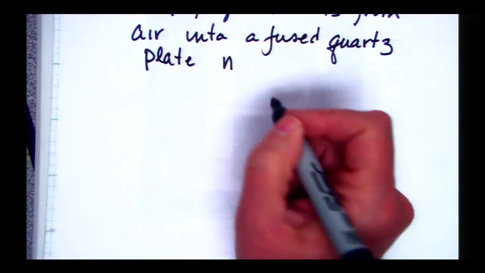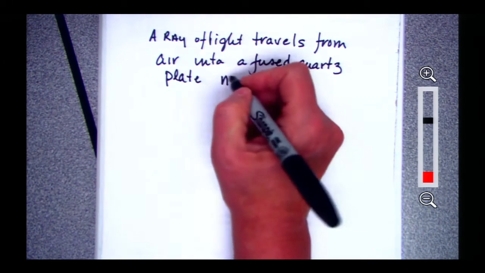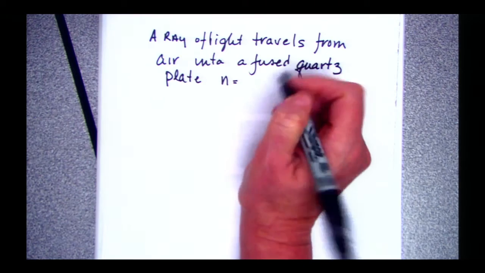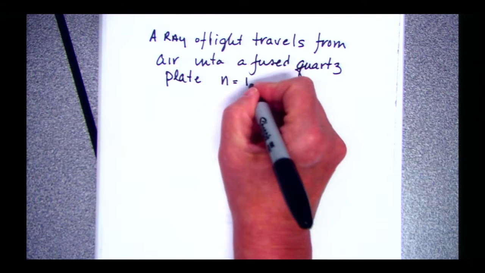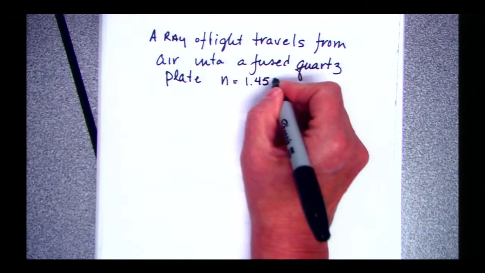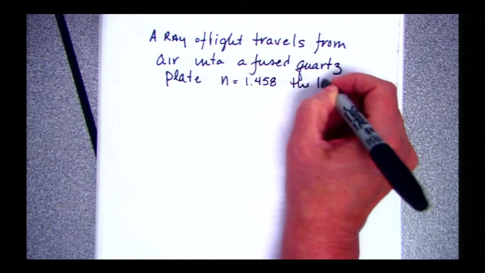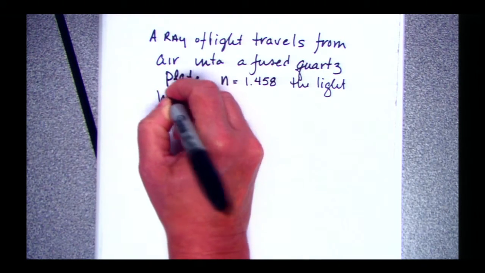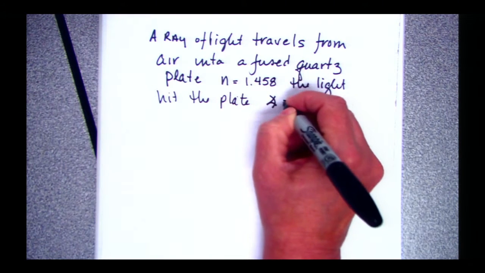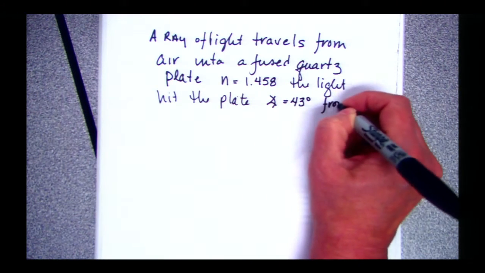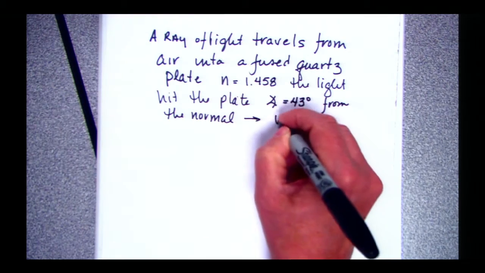And fused quartz, if you go look at the table in WebAssign, you'll click on that other piece to find out where things are, and it'll tell you that for fused quartz, the index of refraction is 1.458. We're going to have the light hit the plate at an angle of 43 degrees from the normal. And we want to know what is the refracted angle.